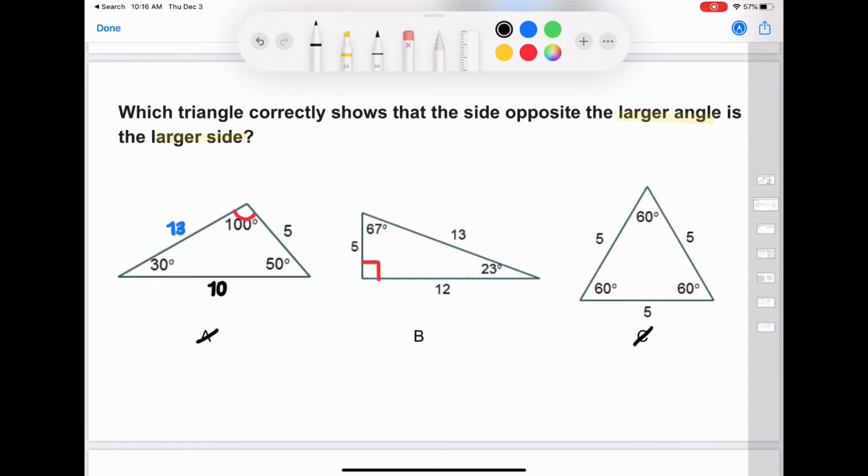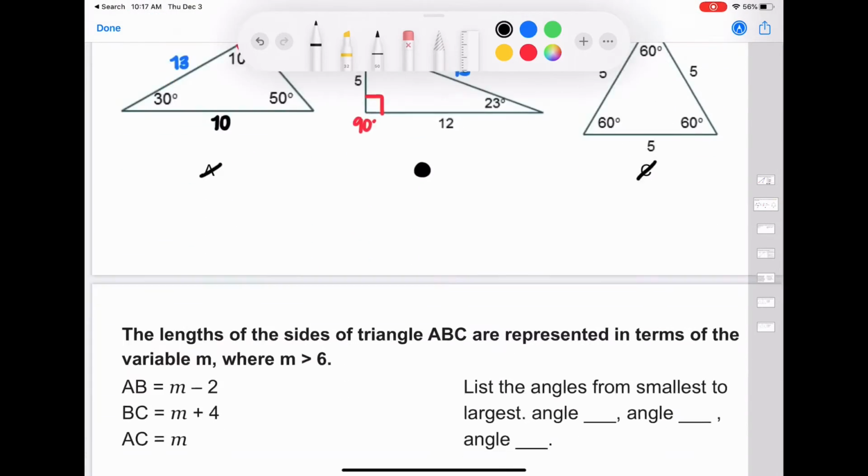Now we can see here, our largest angle is this one, which indicates 90 degrees. Across 90 degrees, we have 13 units in length. That is the longest side out of all the sides, out of 13, 12, and 5. And so this, in fact, shows us that the side opposite the largest angle is the longer side. So therefore, B is our answer choice. Let's look at this next problem.